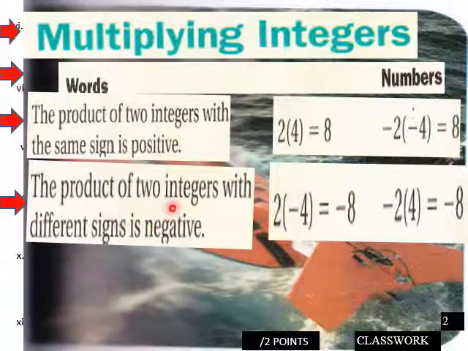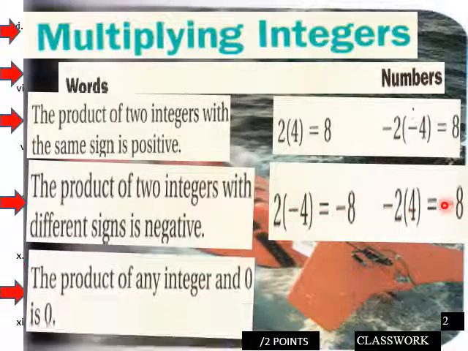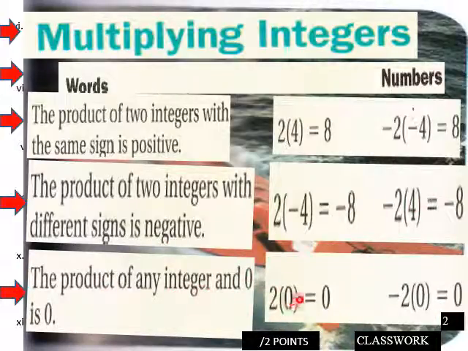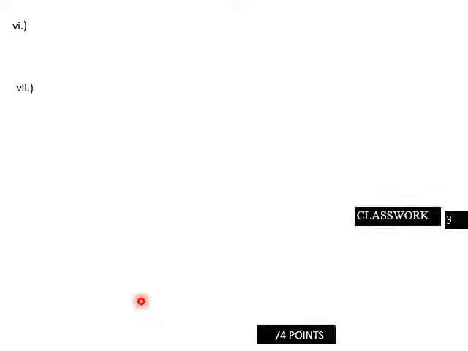And then the product of two integers with different signs is negative. So 2 times a negative 4 would be negative 8. And then negative 2 times positive 4 would be negative 8. And then the product of any integer and 0 is 0. So the 0 product rule here is 2 times 0 is 0. Negative 2 times 0 as well.